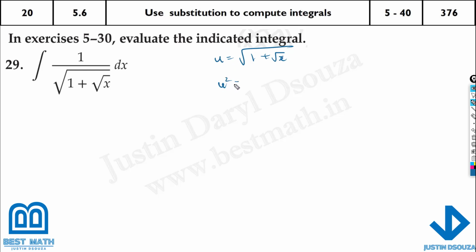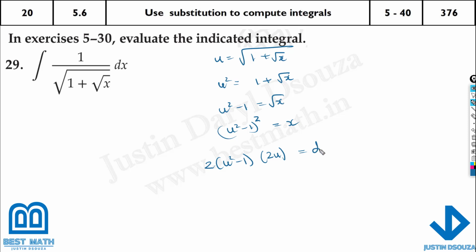What I mean is we'll square both the sides. It's going to be u squared equals 1 plus square root x. Take 1 to the other side and u squared minus 1 is equal to square root x. Square again both the sides. It's going to be u squared minus 1 the whole squared is equal to x. Now if I derive both the sides with respect to u, I can get dx by du. So this will be 2 times u squared minus 1, the power 1, and the derivative of the inside terms is 2u, which is equal to dx divided by du.